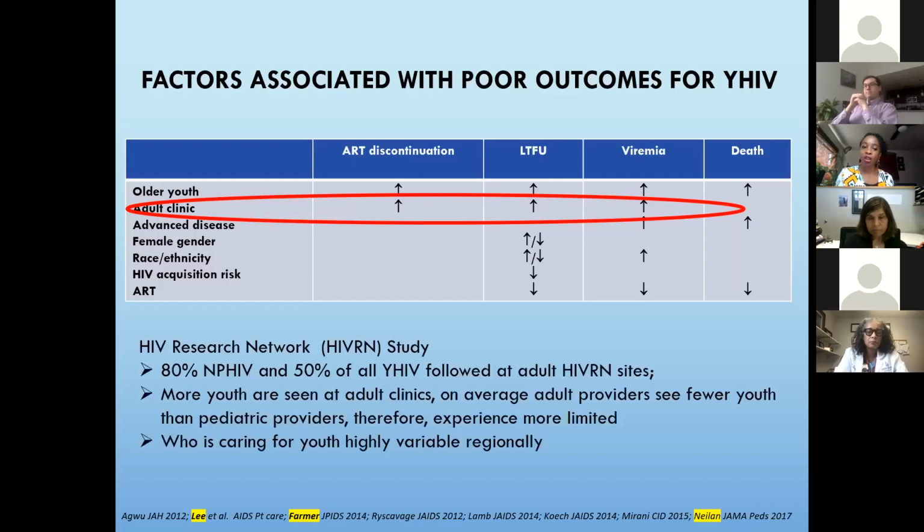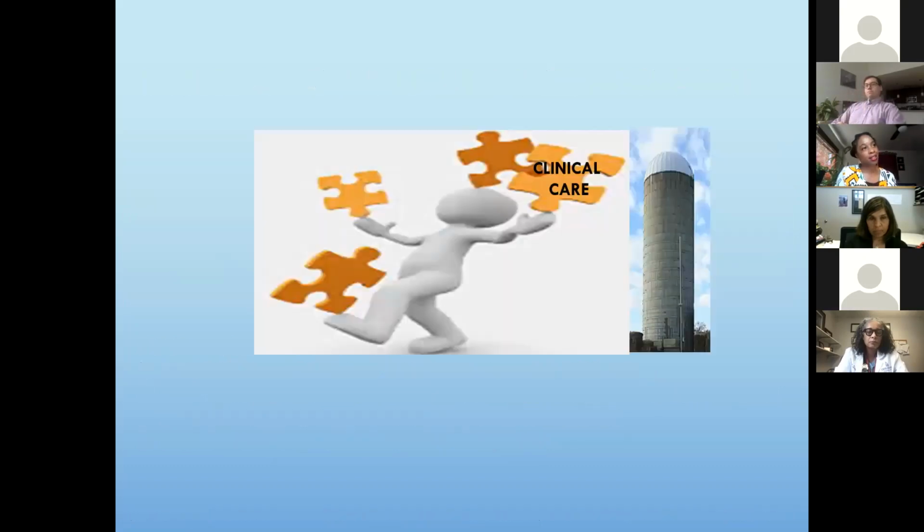When I looked in the HIV research network, the large majority of youth, 80% non-perinatal, and 50% of all youth were followed at adult sites. So the answer could not be just send them to pediatric sites. There are more youth seen at those adult sites, fewer patients to each provider, so less experience. And who was caring for those youth regionally varied in terms of what kind of provider training was in place for patients being taken care of by different providers. And so the second silo, again, the mental silo, right?